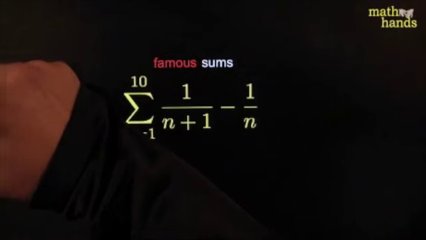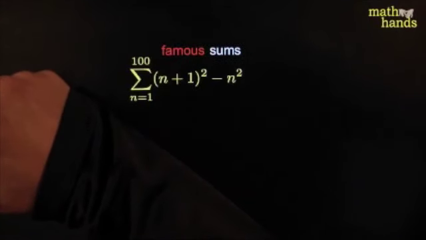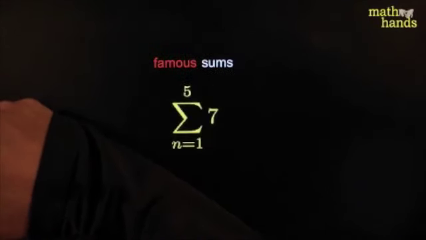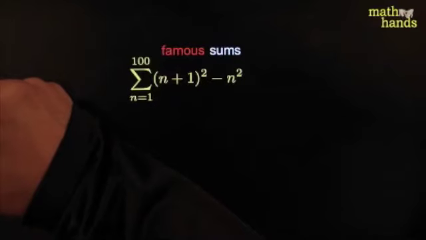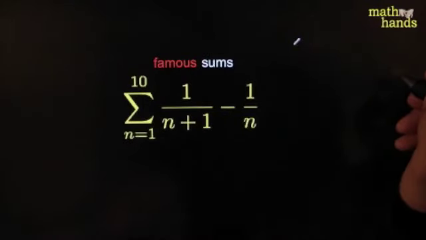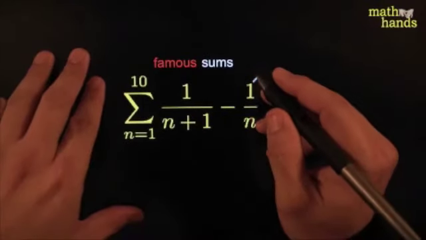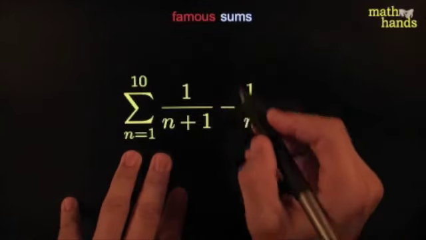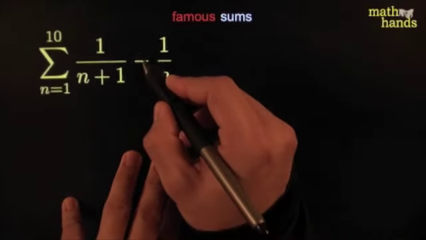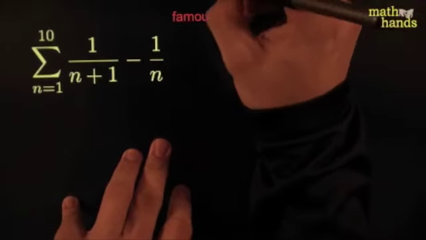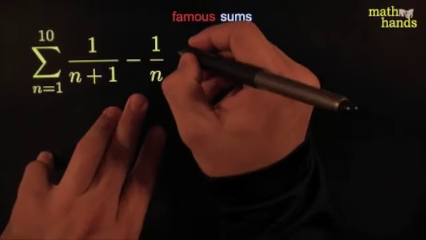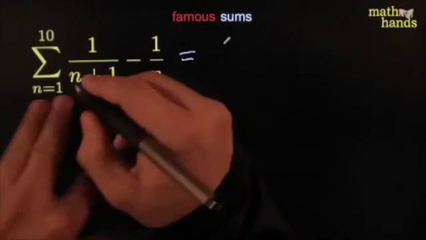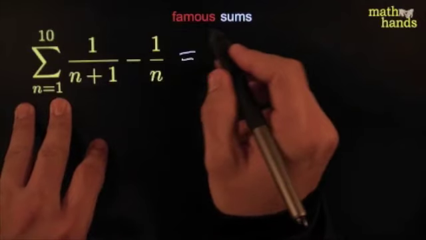Alright, so let's look at some famous sums. The first type of famous sums that I'm going to be looking at is sums that look like this. Let me think, which one should we start off with? Let's start off with this one. At first look, it might not seem that famous, or you might question why that would be famous. Well, let me see if we can put some ideas here in the right place so that you can see.